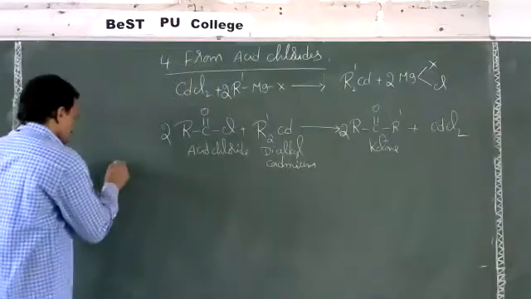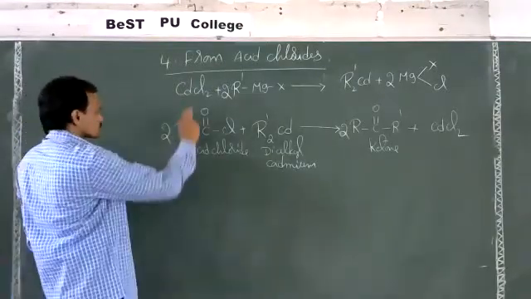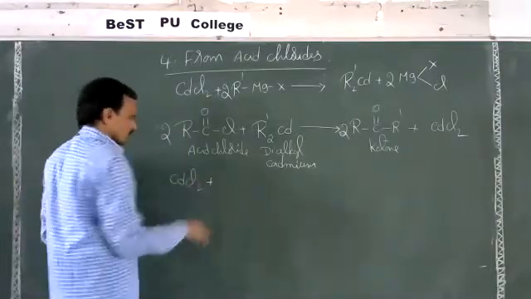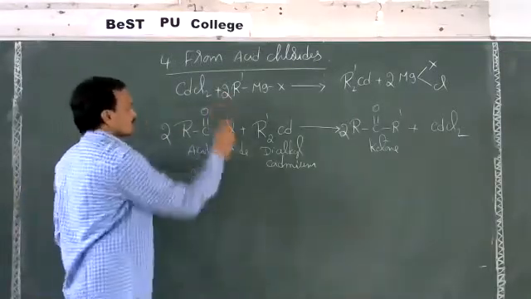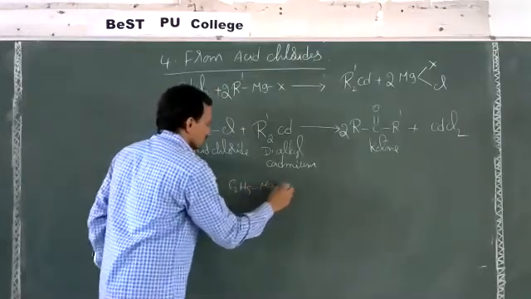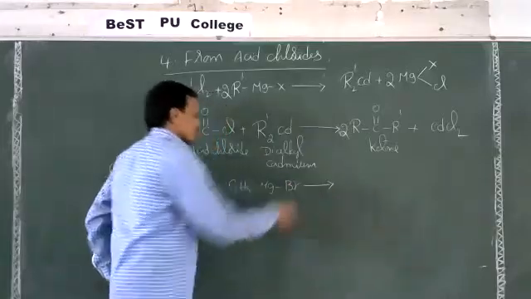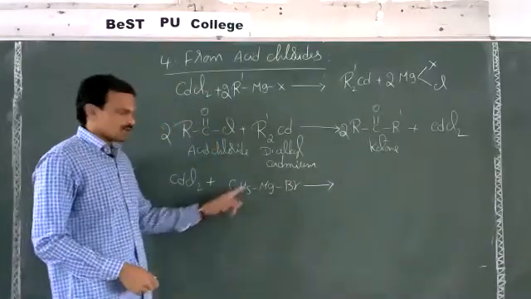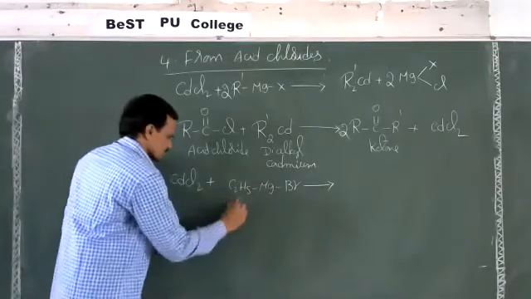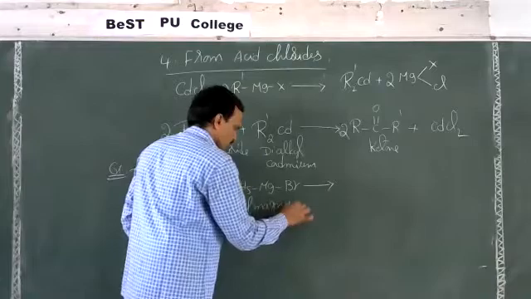Let us take an example here now. So see an example here. Cadmium chloride, CdCl2, plus, here I will take ethyl, C2H5MgBr. What is this? Nothing but ethyl magnesium bromide. So this is ethyl magnesium bromide.